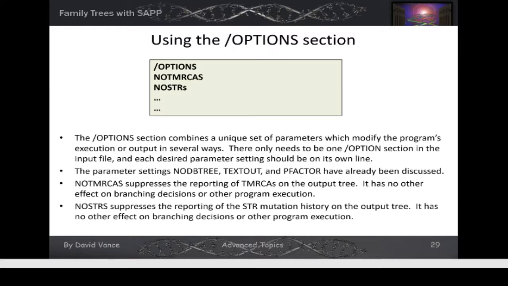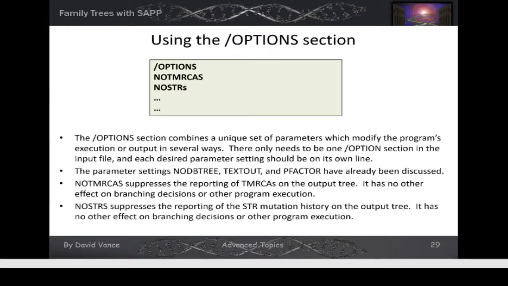One is no TMRCAs, and that simply suppresses the reporting of TMRCAs on the tree. So the green section, or the green text that gives the TMRCAs, if you don't want that on the tree, you simply say no TMRCAs, and it suppresses that.